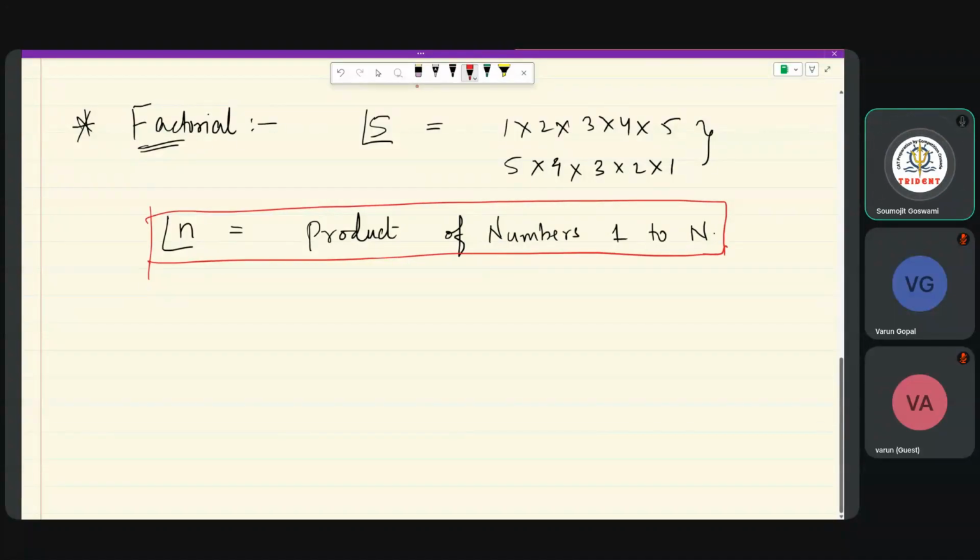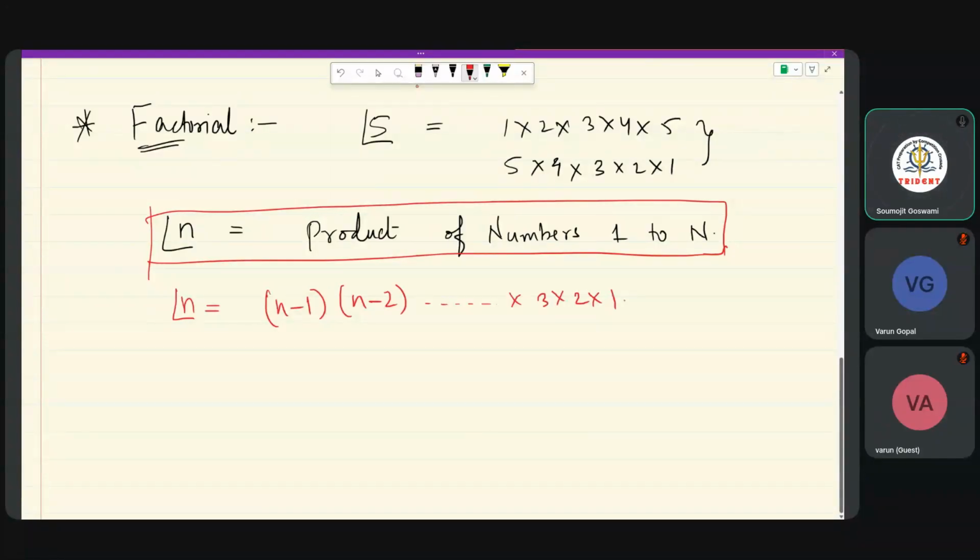So for n factorial, how can we represent it? The first term would be n, then n minus 1, n minus 2, or you can go the other way also: 1 2 3 4 dot dot dot till n minus 1, n. Or you can start by one term less than that, one term even lesser than that, and so on and so forth, multiplying in that way, 3 into 2 into 1. This is the idea of factorial.